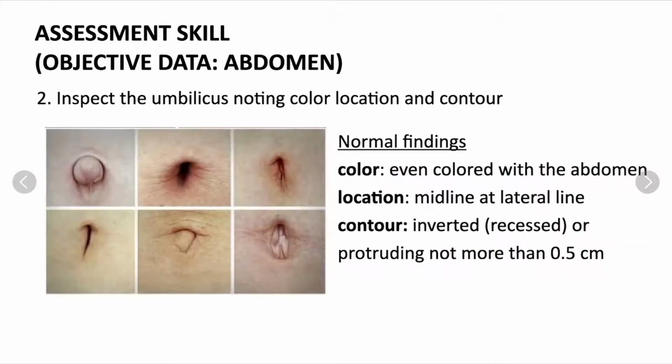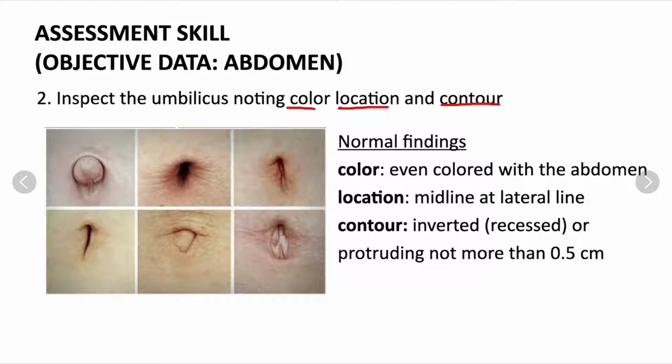Okay. Next one is inspect the umbilicus. Note for color. Okay, so what will we note for? The color, location, contour. Okay, so how will we say that? Upon inspecting the umbilicus, the color is even with the abdomen, so it matches the color around. Sometimes there is a little bit of darkening, but it's normal. Just make sure that it's not red.